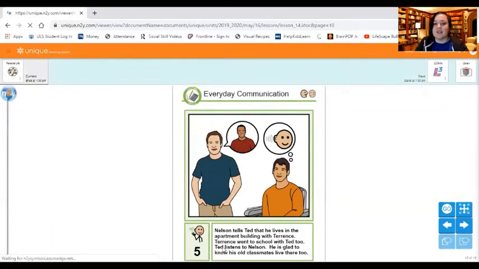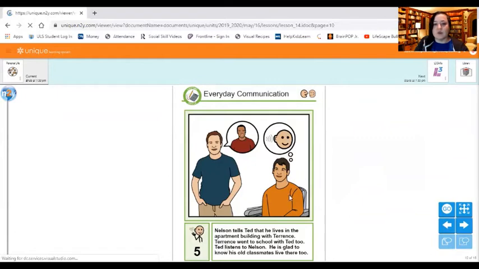Nelson tells Ted that he lives in the apartment building with Terrence. So Nelson and Terrence live together. Now that Nelson is talking, what's Ted doing? He's listening. Is he using good communication skills? Yes. He's listening while Nelson talks. They're taking turns in the conversation.